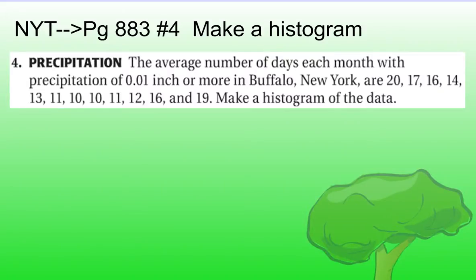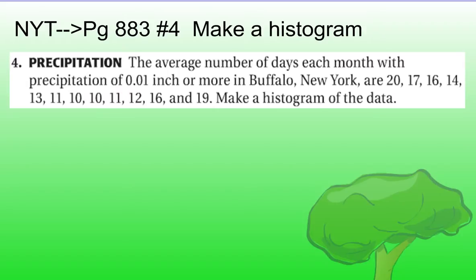Now it's your turn. This comes from page 833, number 4. It says the average number of days each month with a precipitation of 0.01 or more inches in Buffalo, New York are 20, 17, 16, 14, 13, 11, 10, 10, 11, 12, 16, and 19. Make a histogram of the data. I want you to pause the video right now. Try this on your own. When you're ready to continue, hit play.